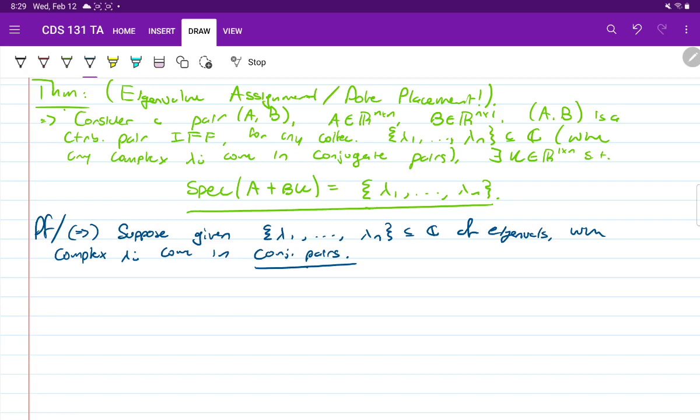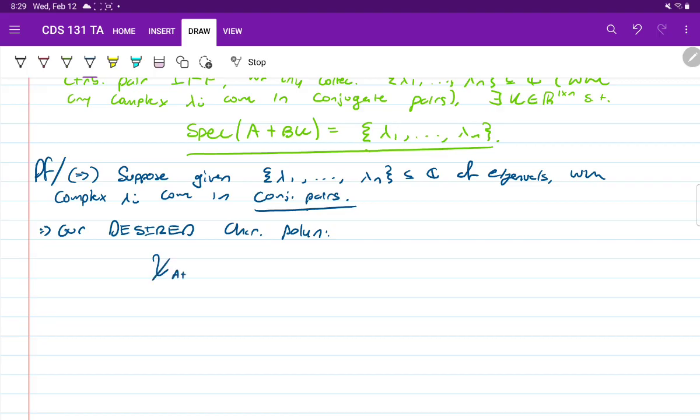Just as a quick side note, this conjugate pair condition is strictly required because A plus BK needs to be a real matrix, right? Real matrices always have their eigenvalues come in conjugate pairs. Okay, so what do we want to do? Let's first figure out what we want our desired characteristic polynomial to be. Our desired characteristic polynomial for A plus BK, if we want eigenvalues lambda 1 through lambda n, will be chi_(A+BK)(s) equal to the product of factors containing each of these eigenvalues, so product i equals 1 up until n of (s minus lambda i), since if our matrix has eigenvalues lambda 1 through lambda n, its characteristic polynomial will be exactly this product.